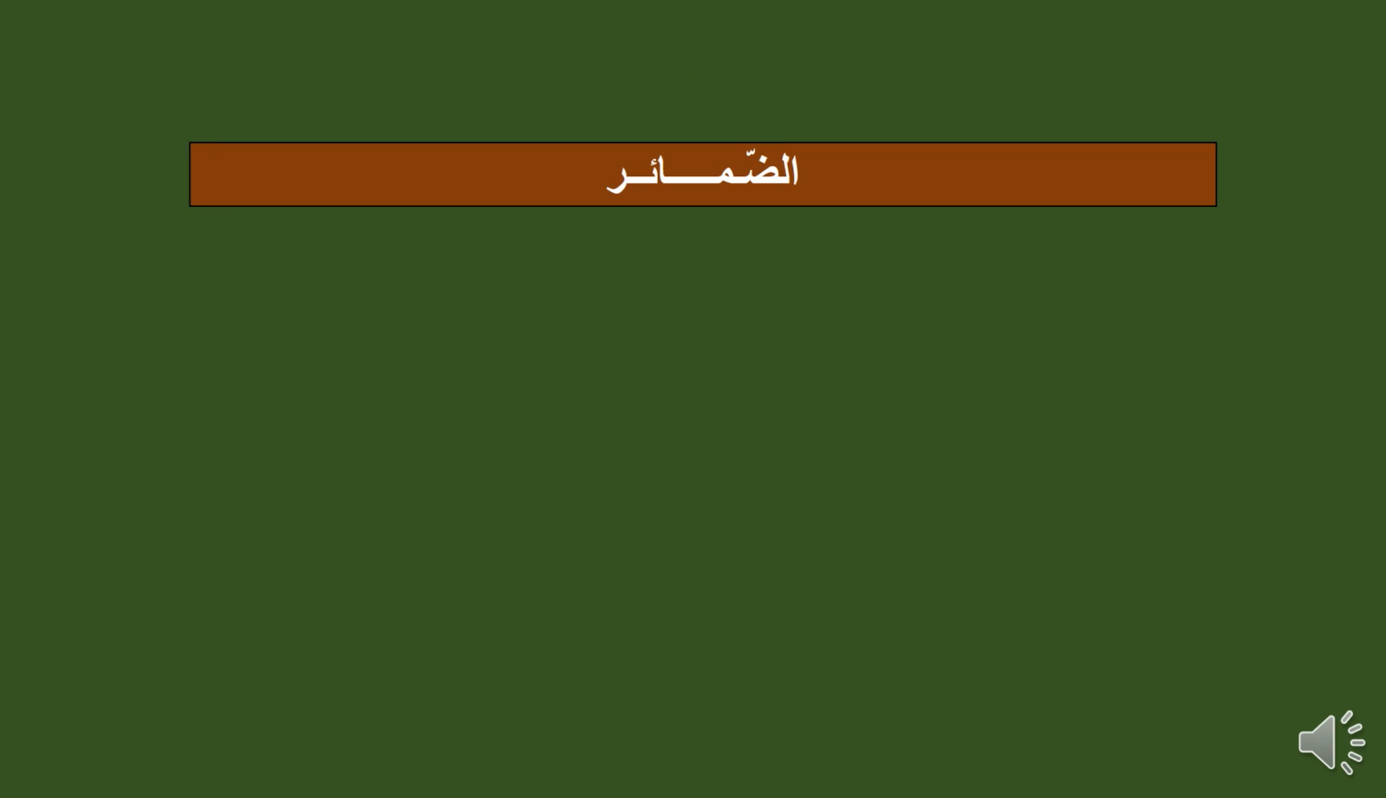So ad-damair, the first column here is for the dilala, ad-dilala, which means the denotation. What is the domir denoting? Is it denoting the first person? Is it denoting the second person? Is it denoting the third person? So this column is for the denotation.